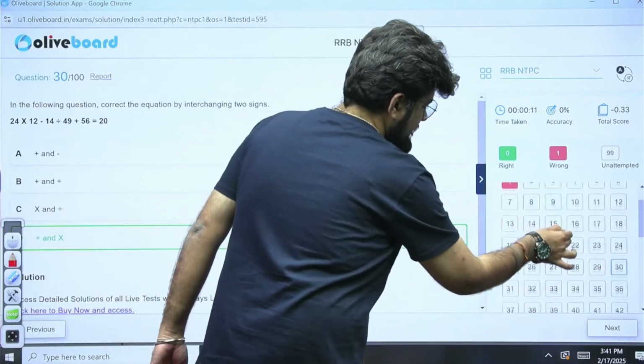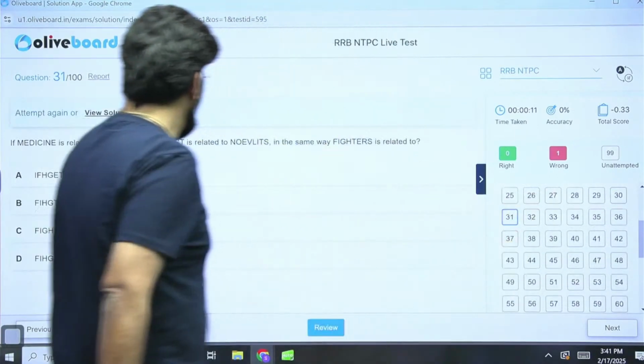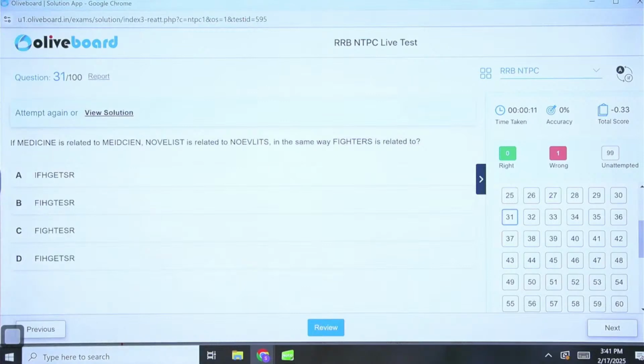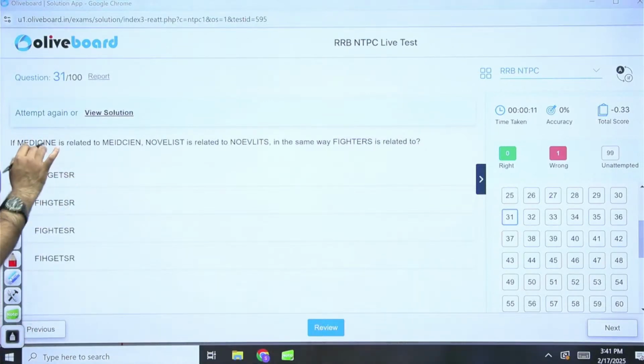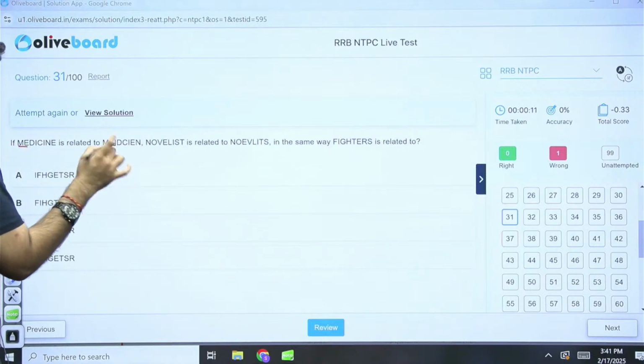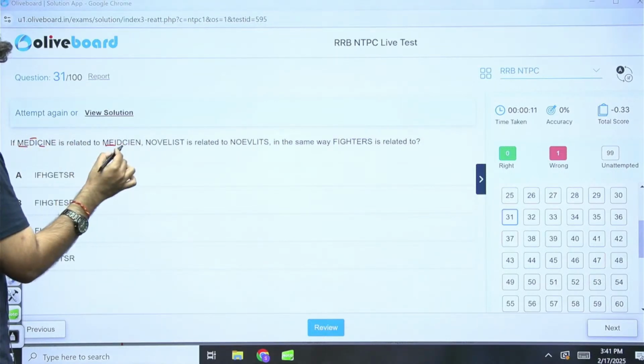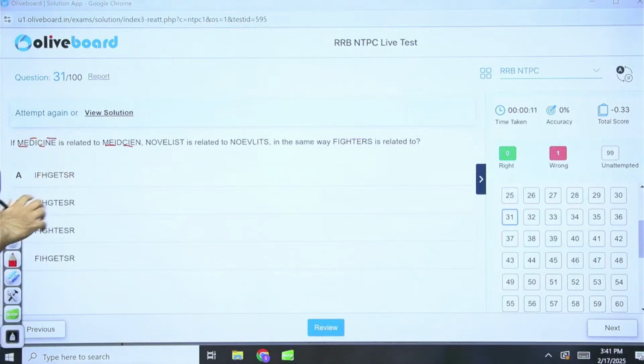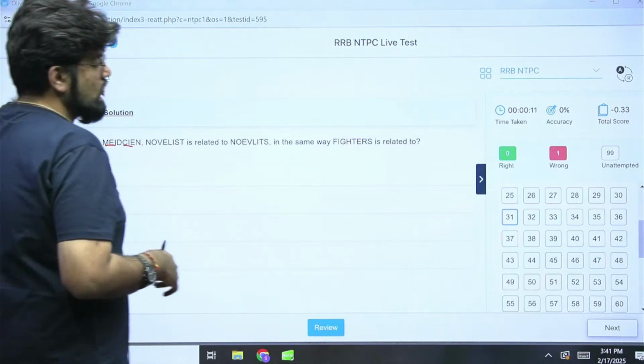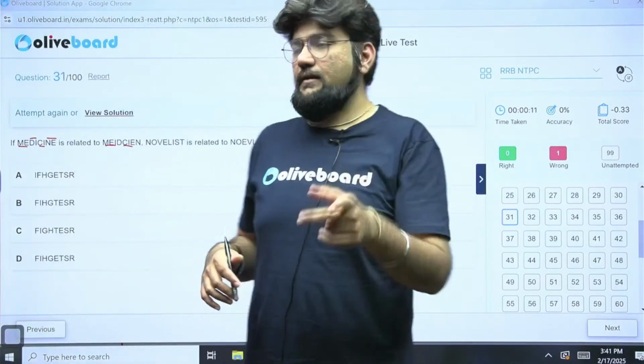Some questions are quite easy. Medicine is related to, okay, again, look at this, very easy code. It is simply shuffling. ME is as it is. The next two letters are swapping. Next CI is as it is, the next two are swapping. So alternate pairs of letters are swapping, right?